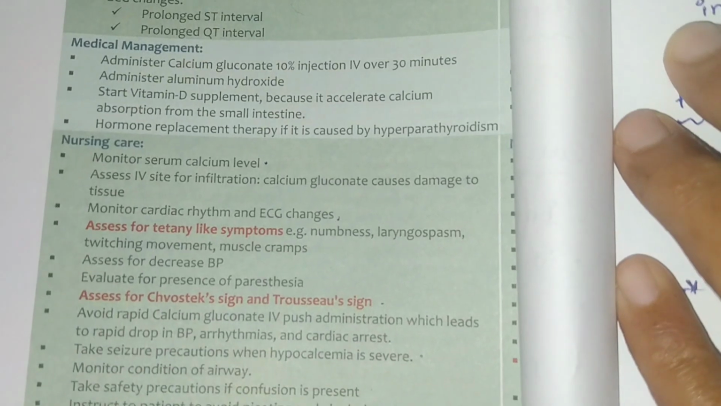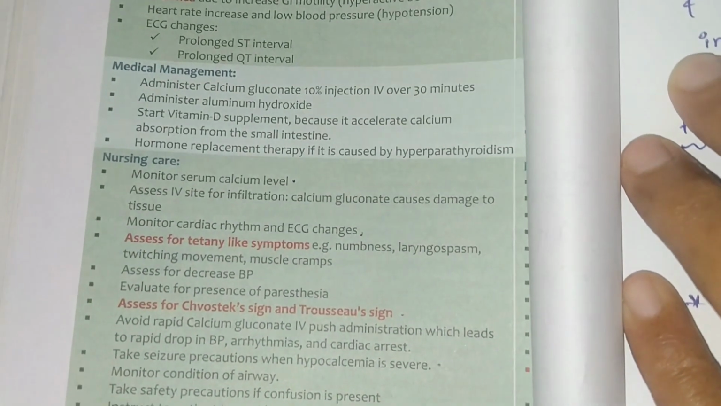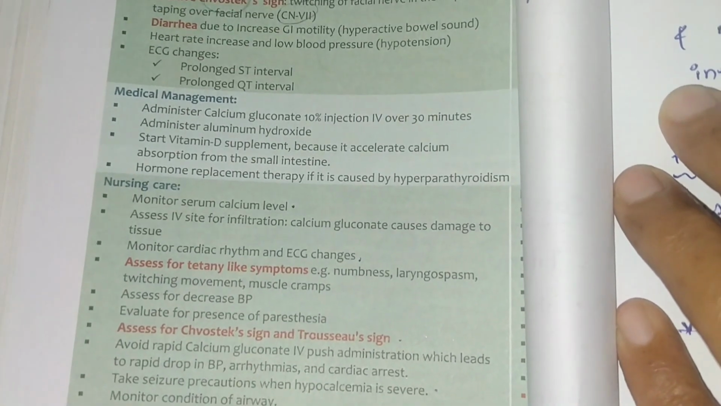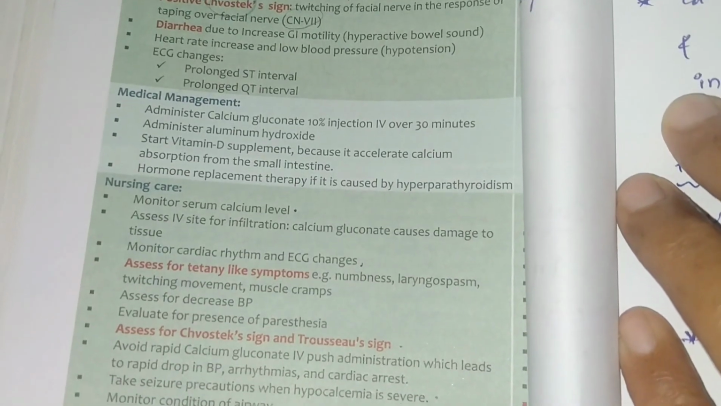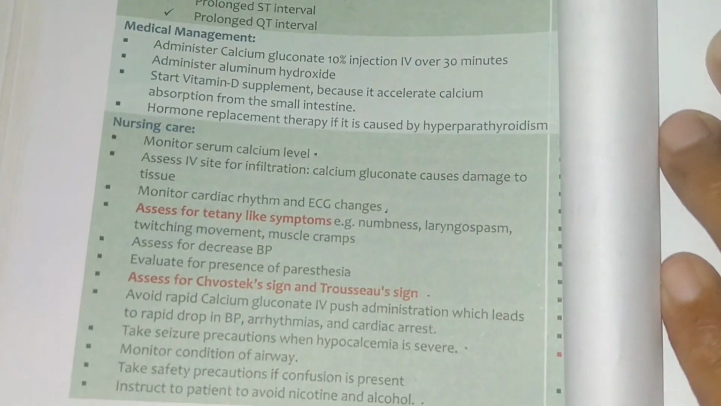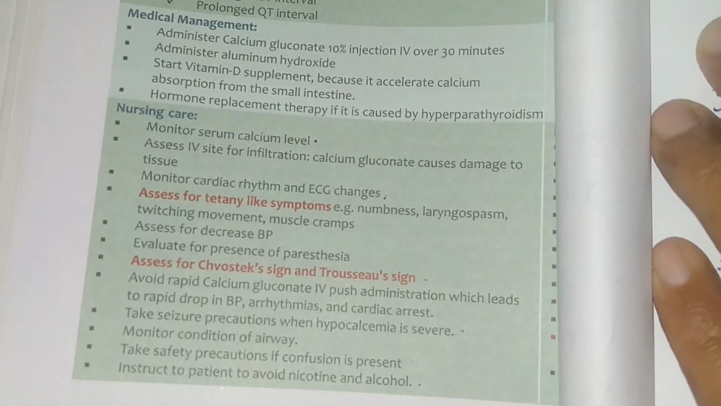For medical management, we administer calcium gluconate 10% injection IV, over almost 10 minutes. Here slow IV is a safety measure. Administer aluminum hydroxide, which will also help increase the calcium level in the blood. Vitamin D supplementation, because that increases absorption of calcium in the intestine.